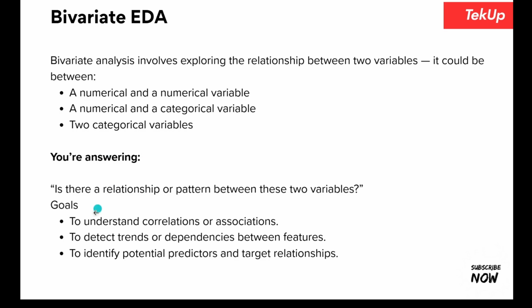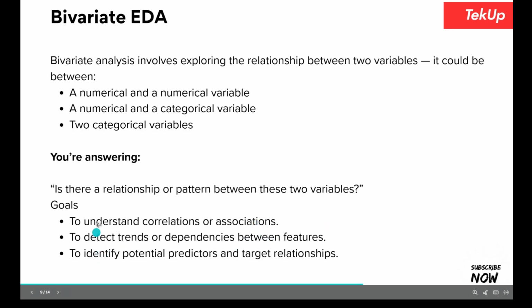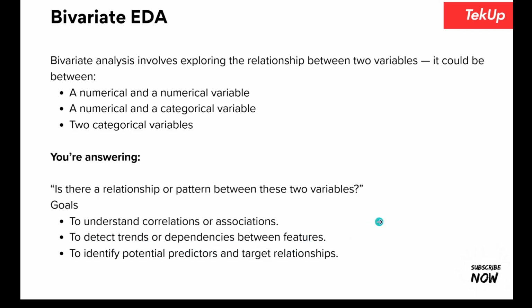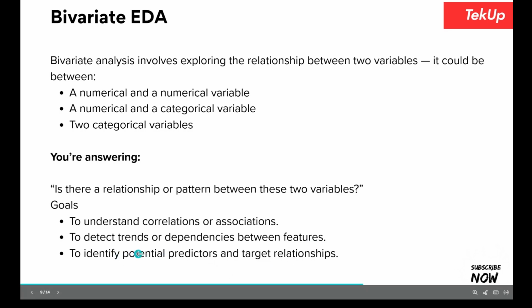Now, what are the goals of performing a bivariate EDA? The goals of performing a bivariate EDA may include, one, trying to understand the correlations or associations between two variables. We are trying to detect trends or dependencies between two features. We are trying to identify potential predictors and target relationships.